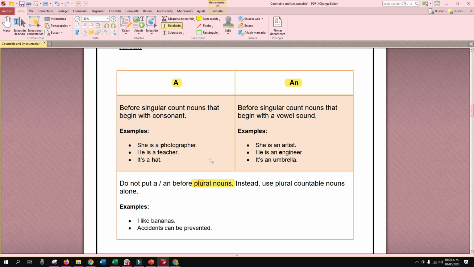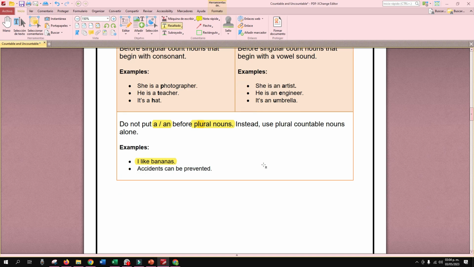Indefinite articles. Instead, use plural countable nouns alone. I like bananas. Accidents can be prevented. Con nombres plurales, ustedes saben que no pueden utilizar los indefinite articles, ¿verdad? No a, no an, solamente el nombre en plural, así como este ejemplo. I like what? Bananas. You cannot say "I like a bananas." That's impossible, but you know this already.